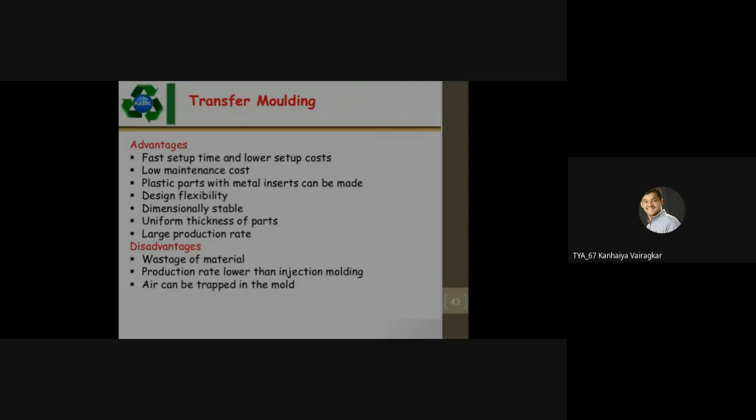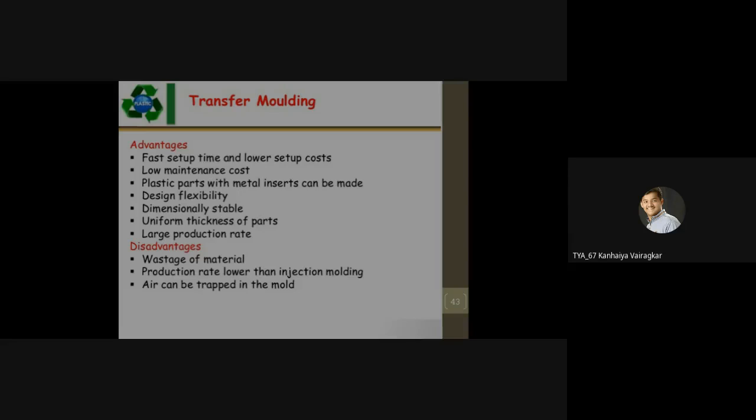Lower maintenance cost. As such, complicated design means lower maintenance cost. Plastic parts with metal inserts can be made, as discussed. Design flexibility. As I told, intricate shapes can be easily manufactured by using transfer molding. Dimensionally stable, uniform thickness of parts, and large production rate.